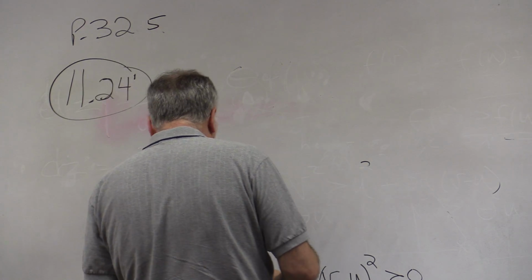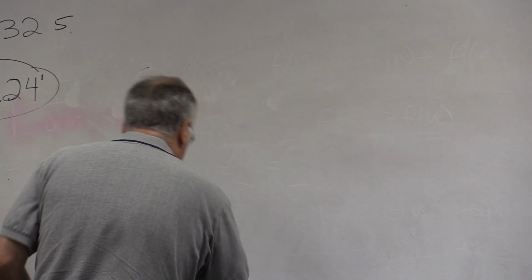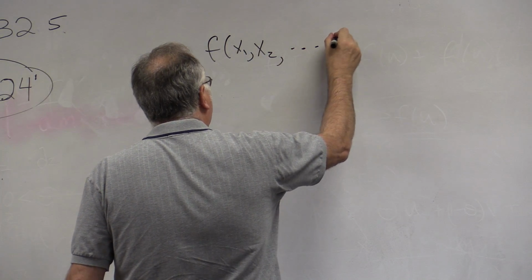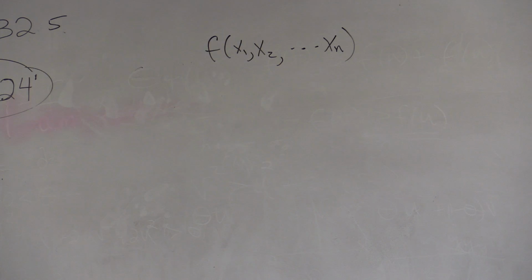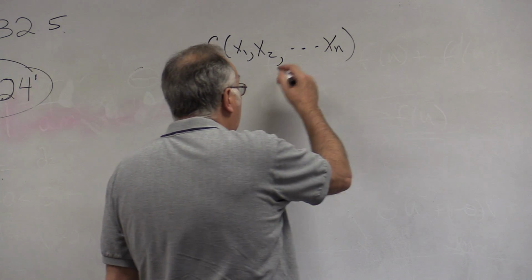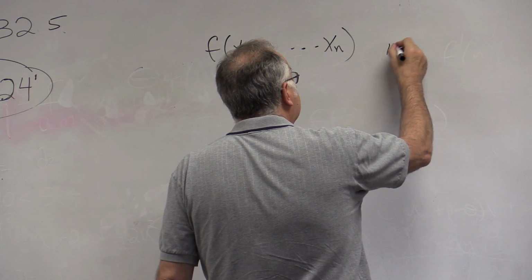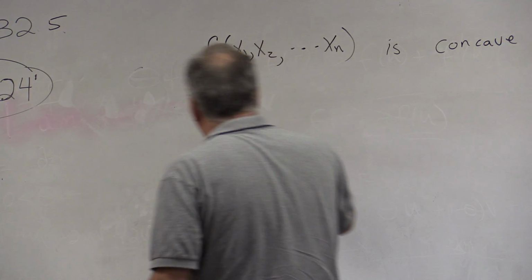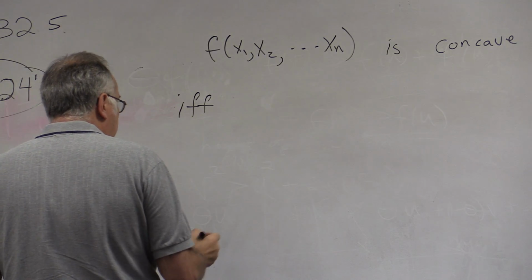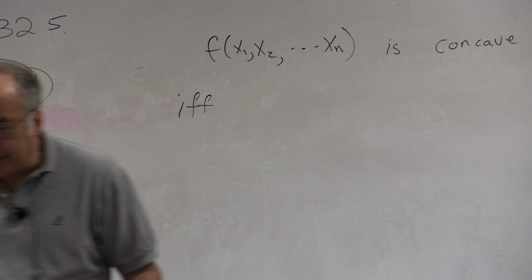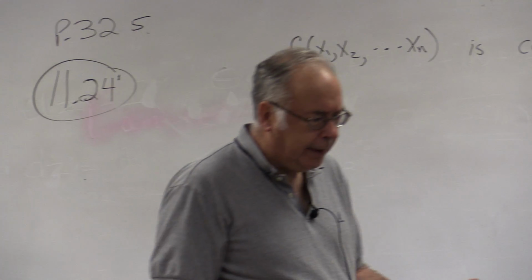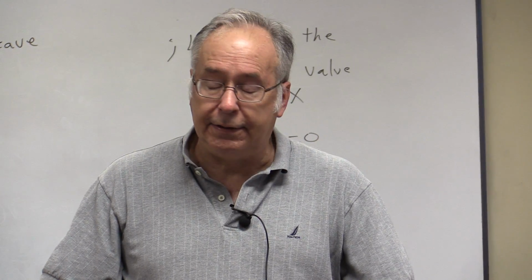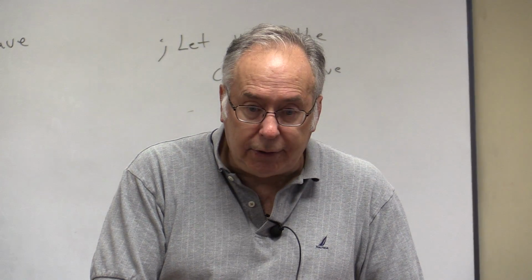Now, f of x, let me write it this way. F is a function of n choice variables. This function f of x1, x2, xn, is concave if and only if the following condition holds. U and V are now, again, two distinct points. But point U is really U1, comma, U2, comma, Un. It's a point in space. And V is the same thing. So point V would be really V1, comma, V2, Vn.